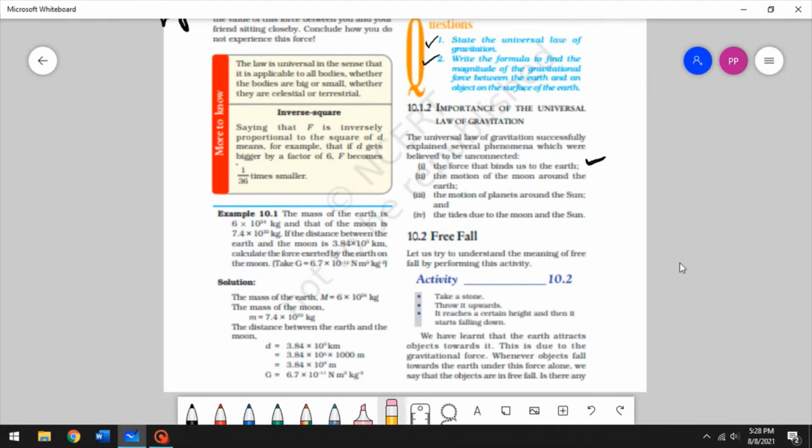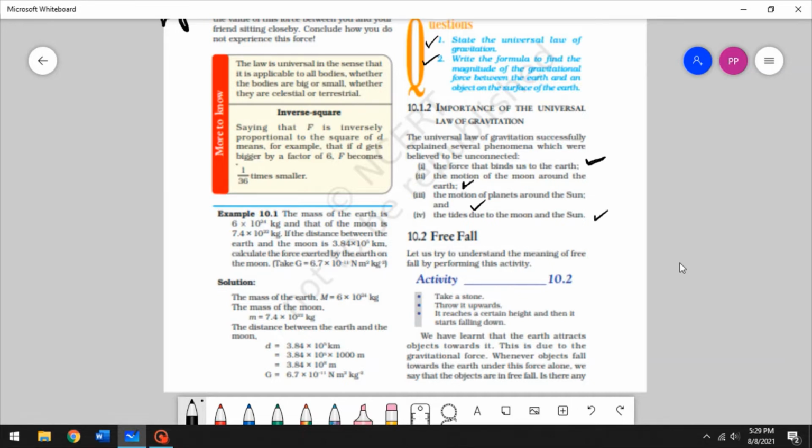So how else is gravity important? The motion of the moon around the earth, or else the moon would have collided with the earth long ago. When the moon started revolving around the earth, it would have fallen right then. It wouldn't have stayed this long if not for gravity, right? The motion of planets around the sun, just like how the moon would have fallen into the earth and collided with it, all the planets would have collided into the sun if not for gravity.